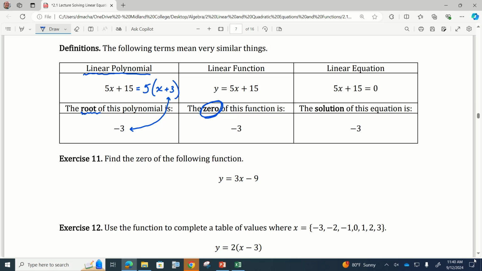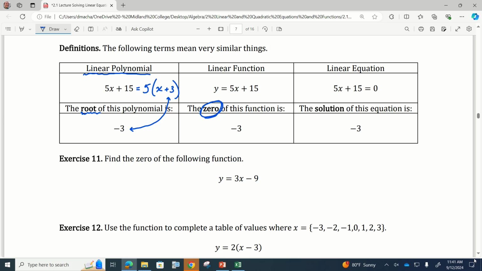If I ask you about the 0 of a function, that is the x value that makes y equal to 0. So I say the 0 of this function is negative 3, because if I choose to plug in negative 3 for x, that would be 5 times negative 3, which is negative 15, plus 15, and negative 15 plus 15 is 0. That gives me a y value of 0. That's why I'm calling this the 0 of the function.